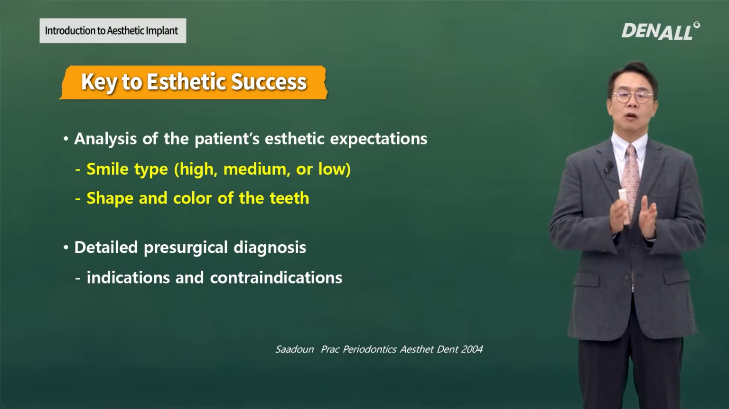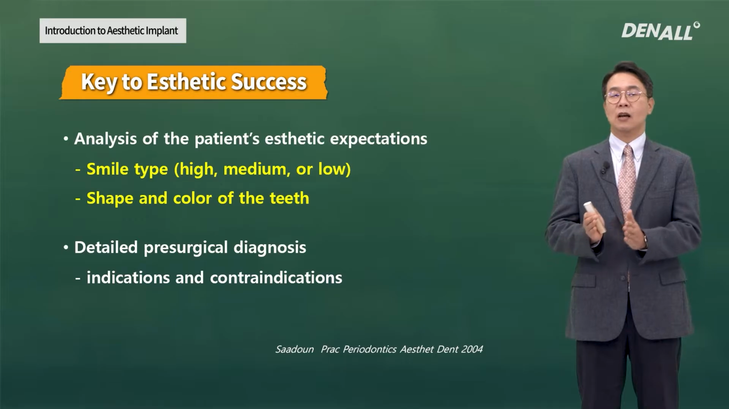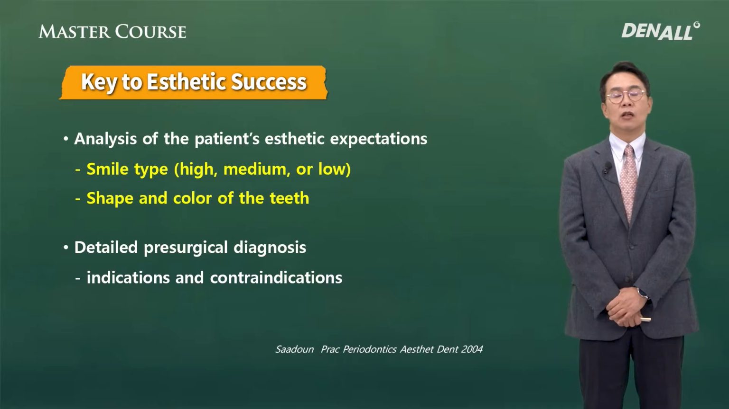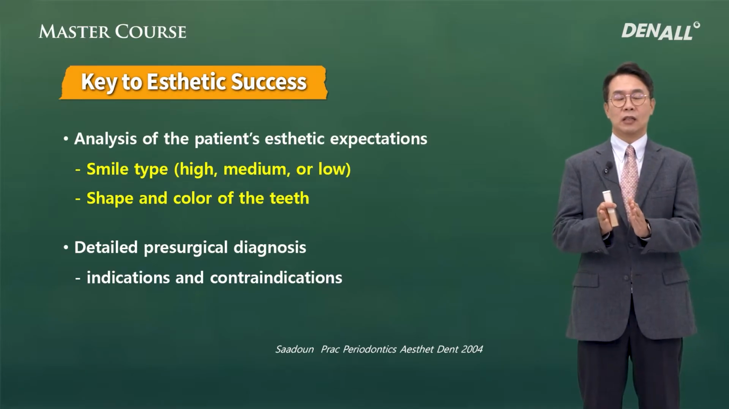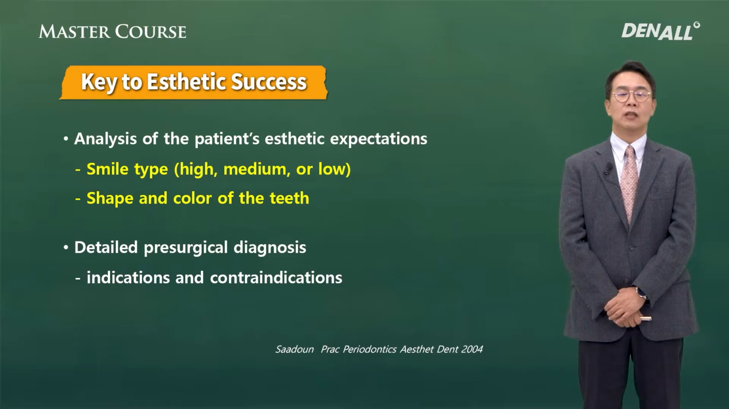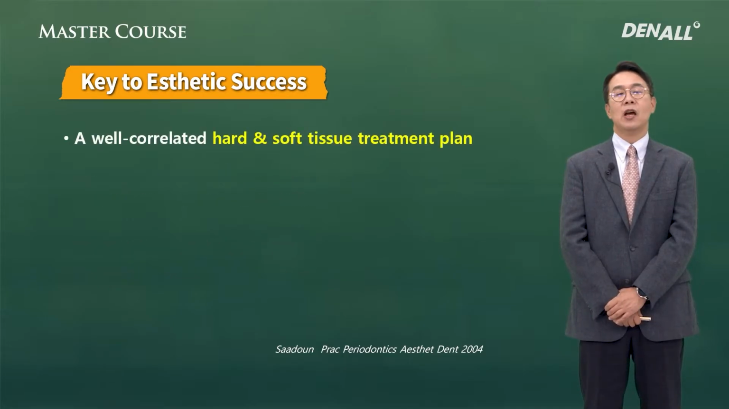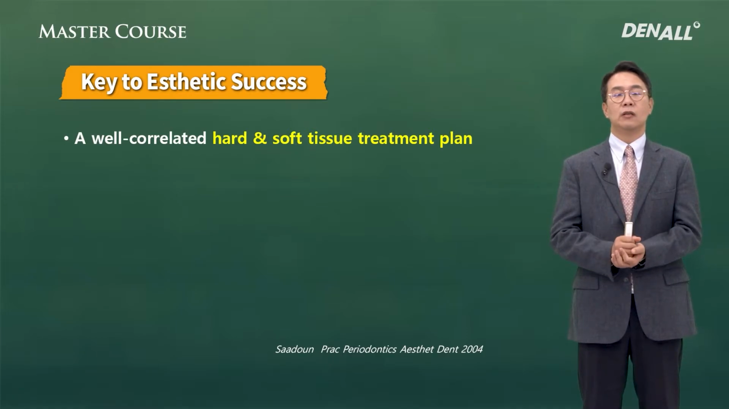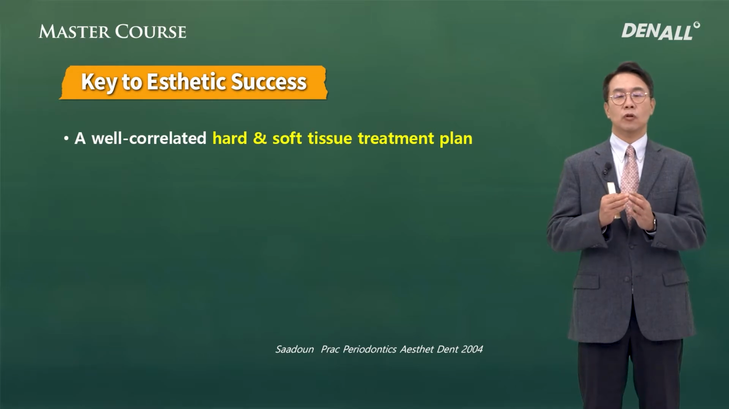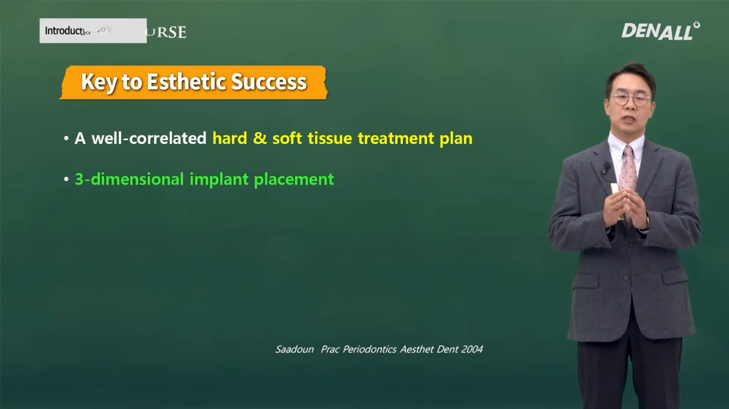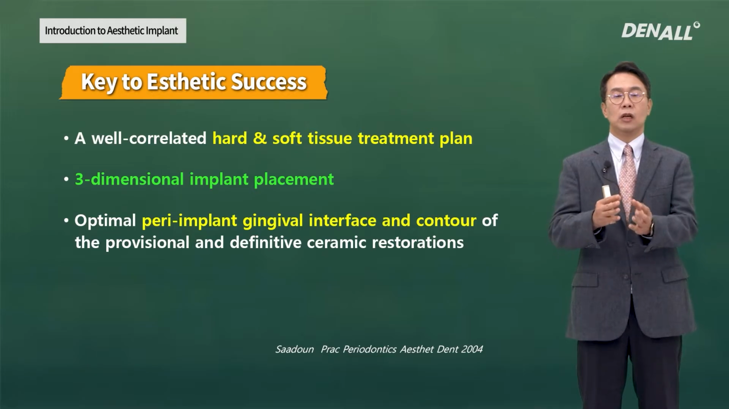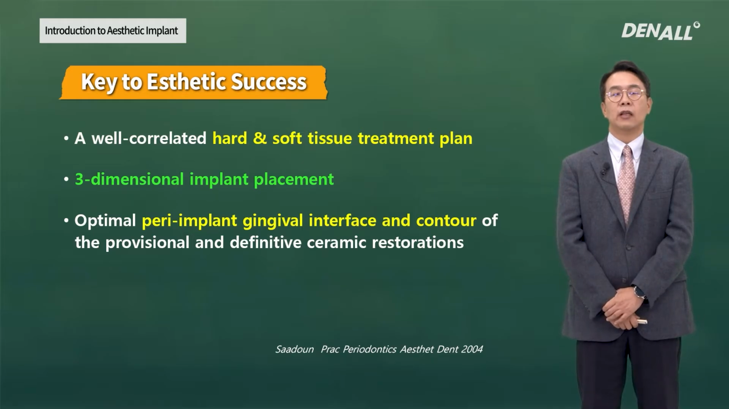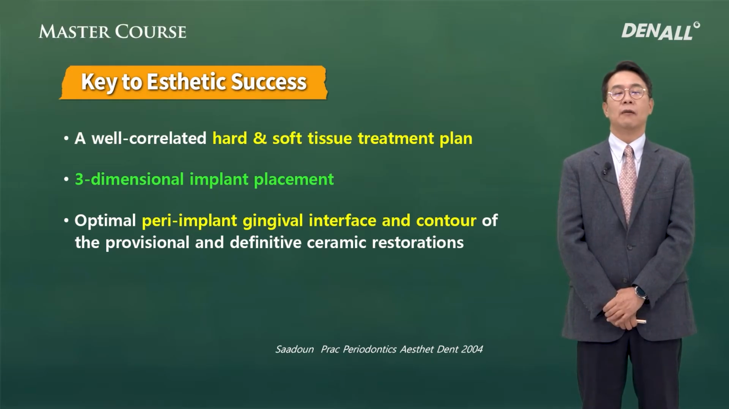Based on those, we can determine what can be satisfied in terms of the patient's expectations. This can prevent problems that may arise in the future. Based on that analysis, accurate treatment plans should be established based on hard and soft tissues, and the implant should be placed accurately. And we need to achieve optimal peri-implant gingival interface and contour of the future provisional and definitive restorations.